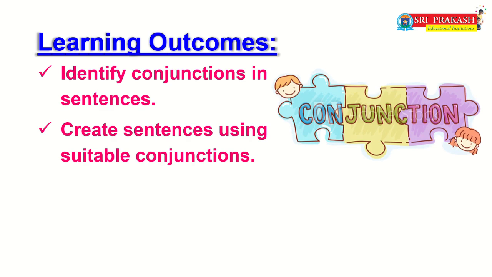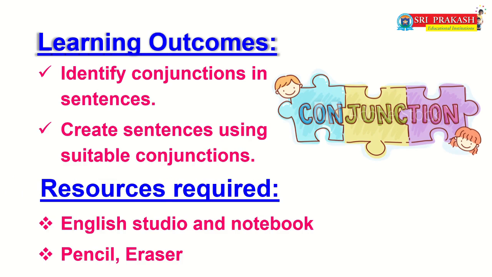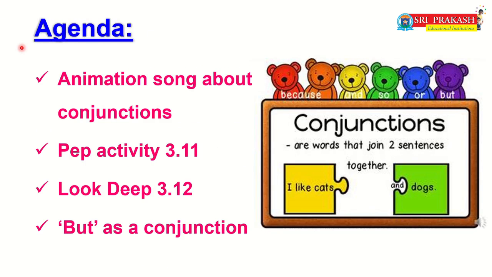The learning outcomes of today's class. You will be able to identify conjunctions in sentences. You will also create sentences using suitable conjunctions. Resources required. Keep your English studio and notebook along with pencil and eraser ready. Today's agenda. First we will watch an animation song about conjunctions. Later we will do the PEP activity and look deep activity and understand the usage of but as a conjunction with some examples.